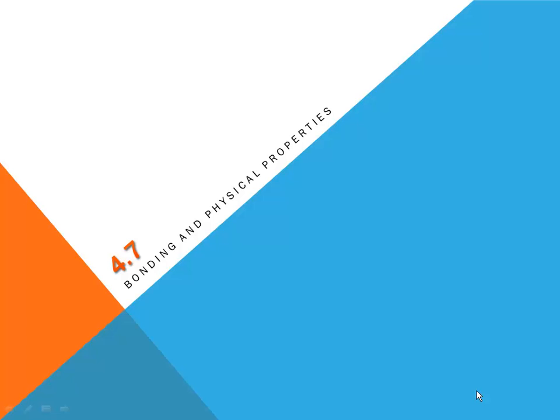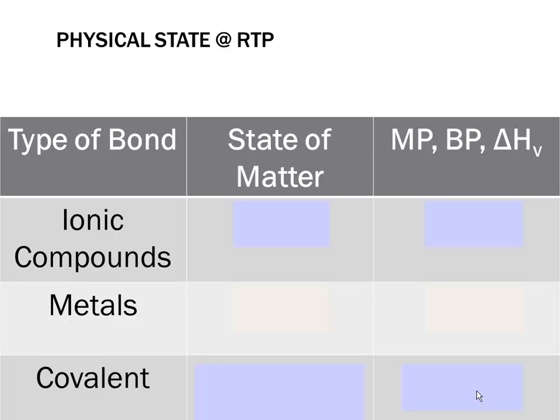All right, last section of chapter 4, 4.7 on bonding and physical properties. So how does bonding affect the properties of certain molecules and compounds? There's three types of major compounds that we talked about: ionic compounds, metals, and covalent compounds.